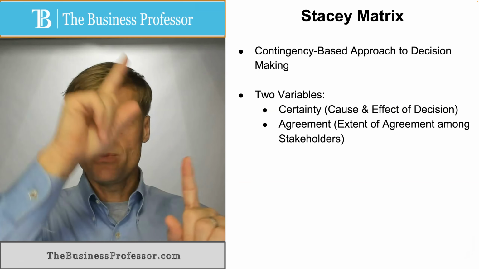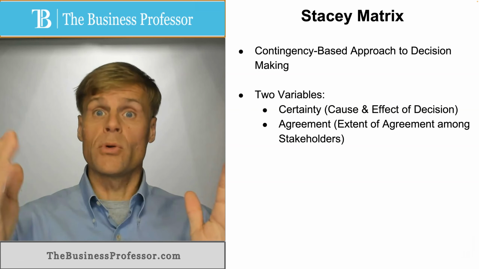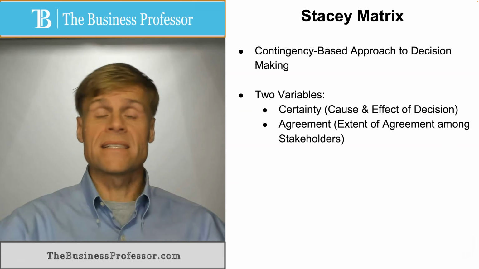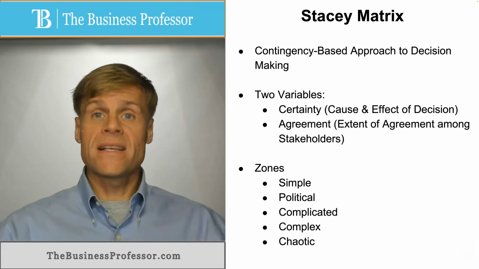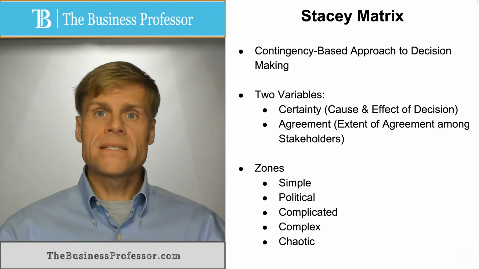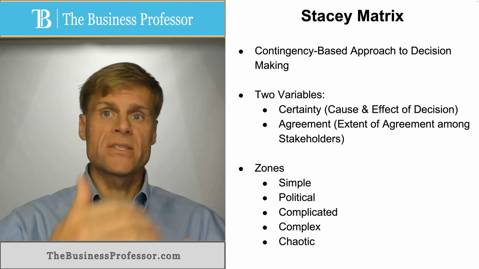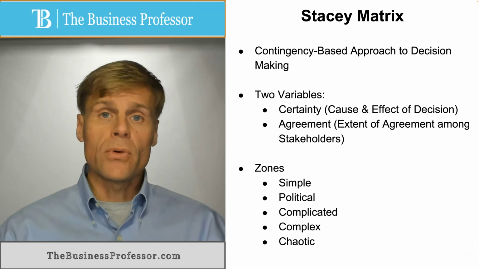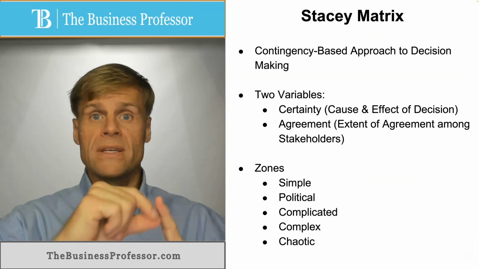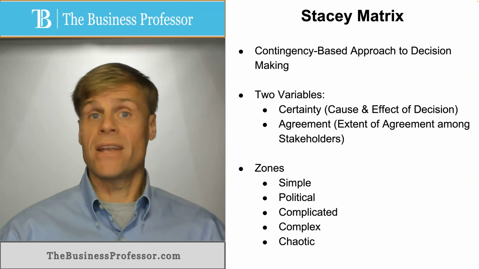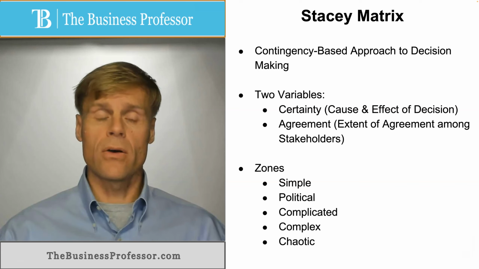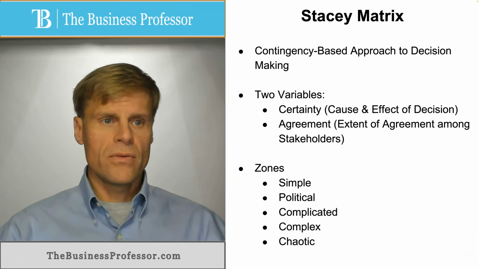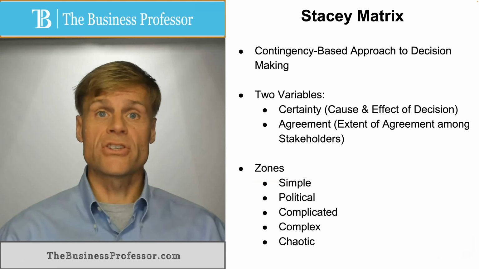Now, if you put this on a simple graph whereby one axis is certainty and the other axis is agreement, you can identify several zones based upon the extent to which there is certainty or agreement. So a simple zone, or very close to the starting point, would be there's a high degree of certainty and there's a high degree of agreement among stakeholders. Very simple scenario, very simple decision for the course of action.